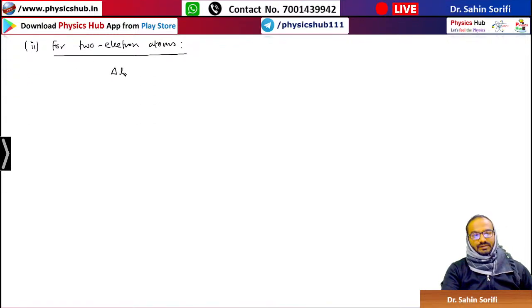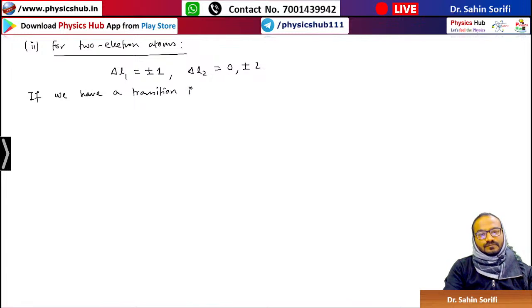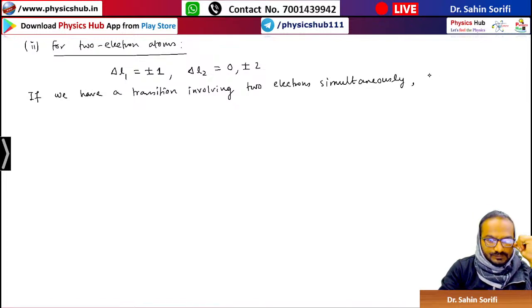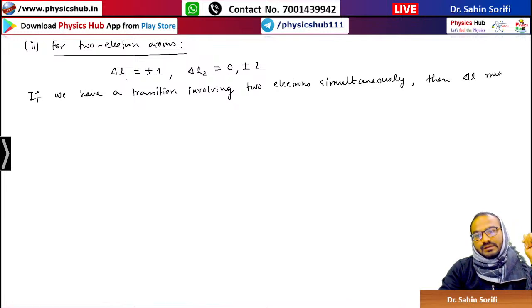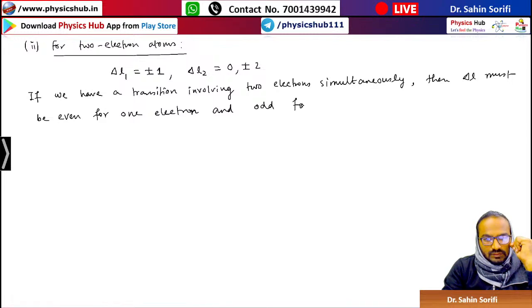Two electrons are involved. So here, the change in L value for the first electron is plus minus 1, and the change in N value for the second electron may be 0 or plus minus 2. So if we have a transition involving two electrons simultaneously, then what will happen? Then delta L must be even for one electron, as you can see 0 or plus minus 2, and odd for the other.